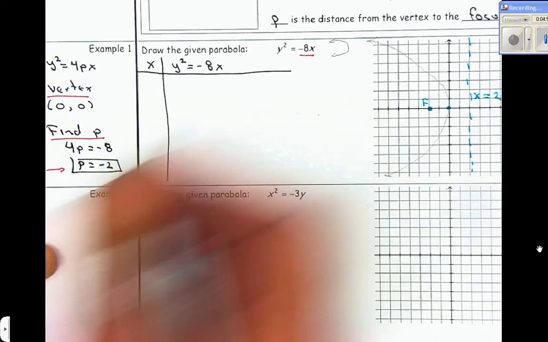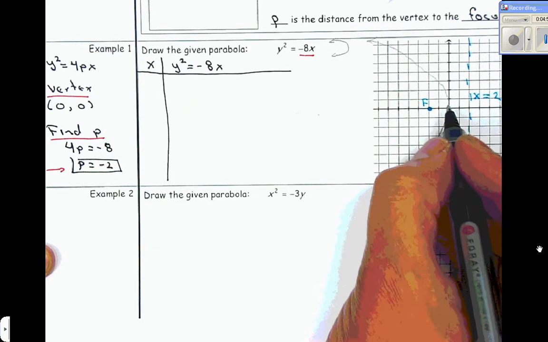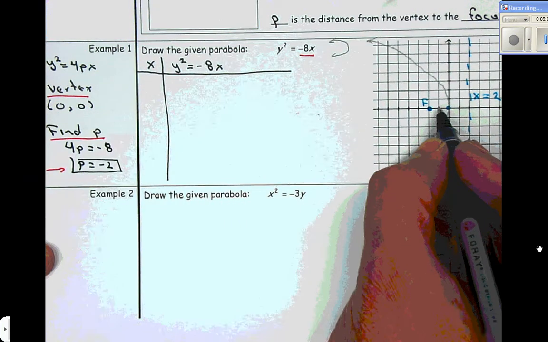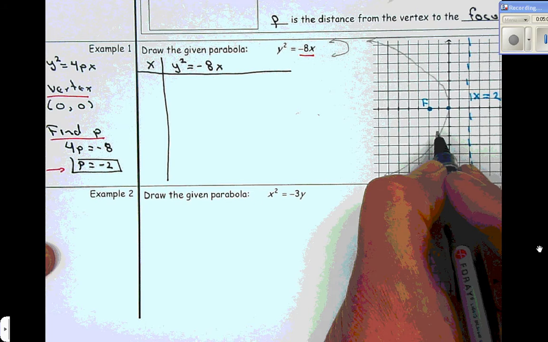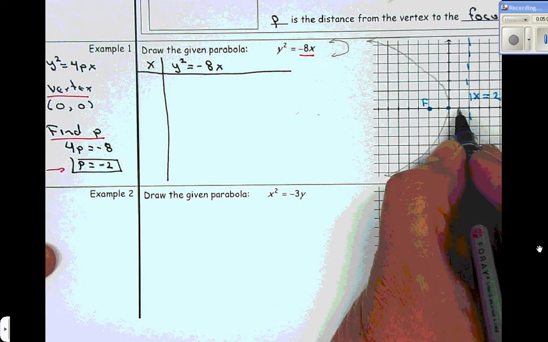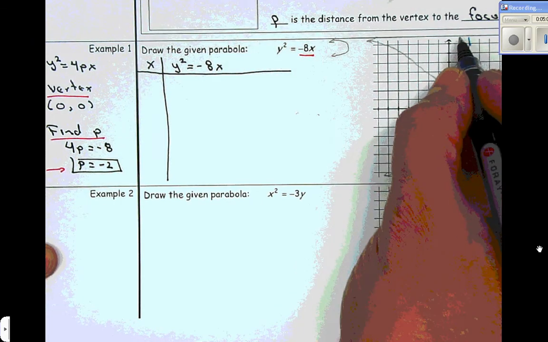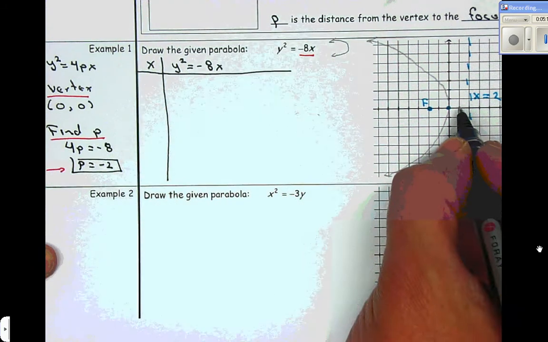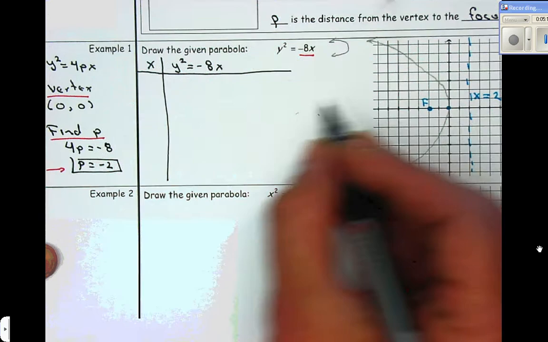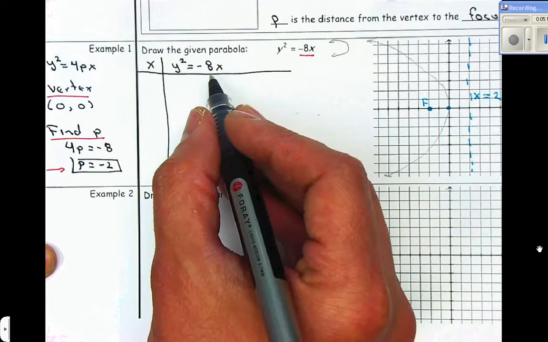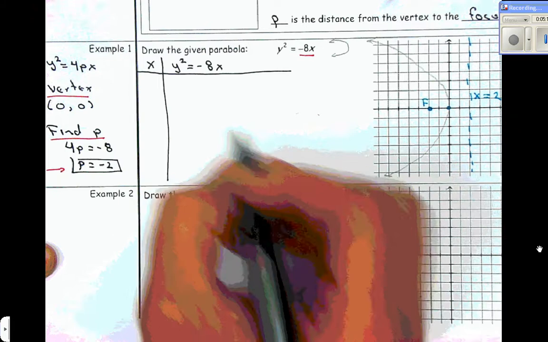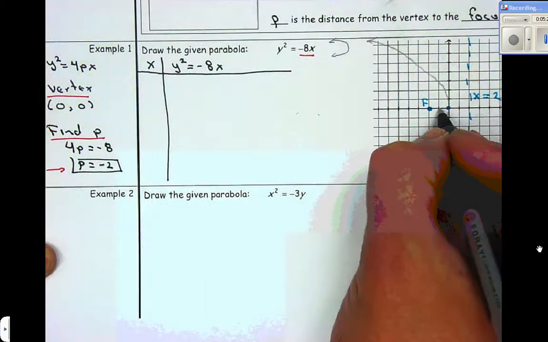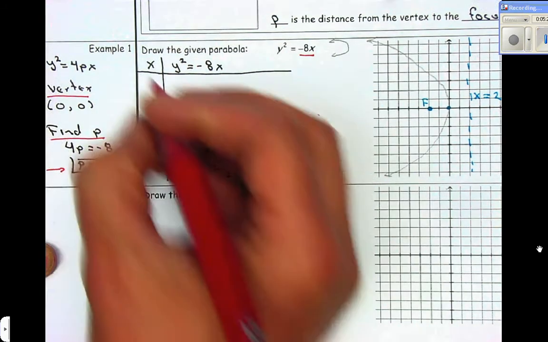Now, what values to plug in for x? You want to go inside the parabola to find those two points. You cannot plug in a 1 because there are no points on this parabola with x equal to 1. If you plug in a 1, you'll see that once you take the square root, you'll take the square root of a negative number, and you know that you did something wrong. So I'm going to plug in a negative 1. Remember to always go inside your parabola.